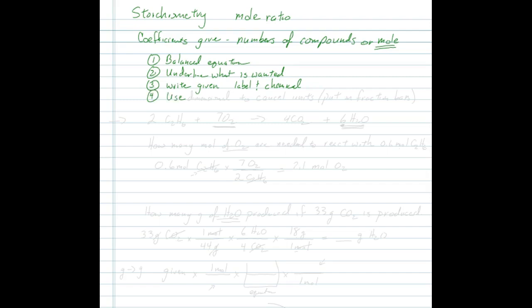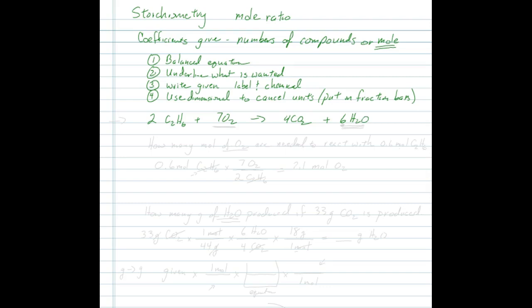And the fourth one is to use dimensional analysis, which we talked about earlier in the year, to cancel units. In other words, you put in fraction bars. Depending upon what problem we're doing, will give you the number of fraction bars you want. For example, you have a given equation: 2C2H6 plus 7O2 yields 4CO2 plus 6H2O.